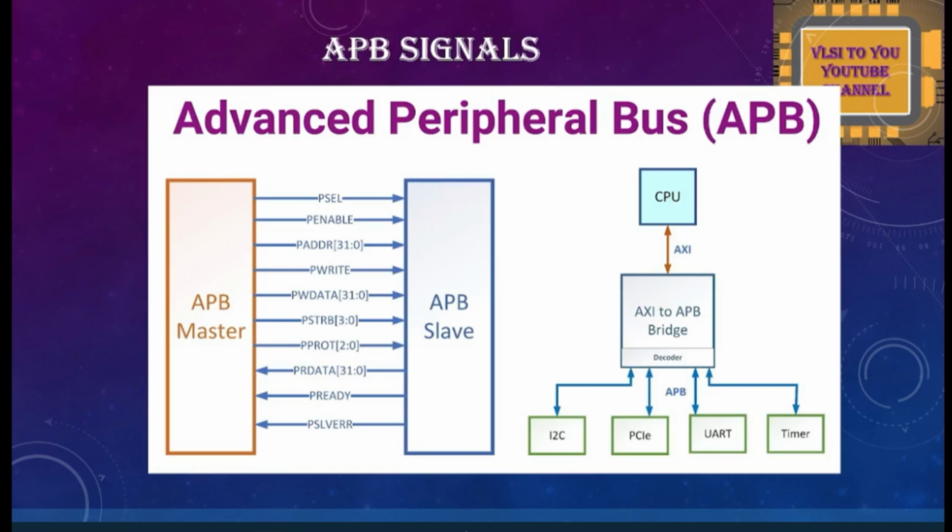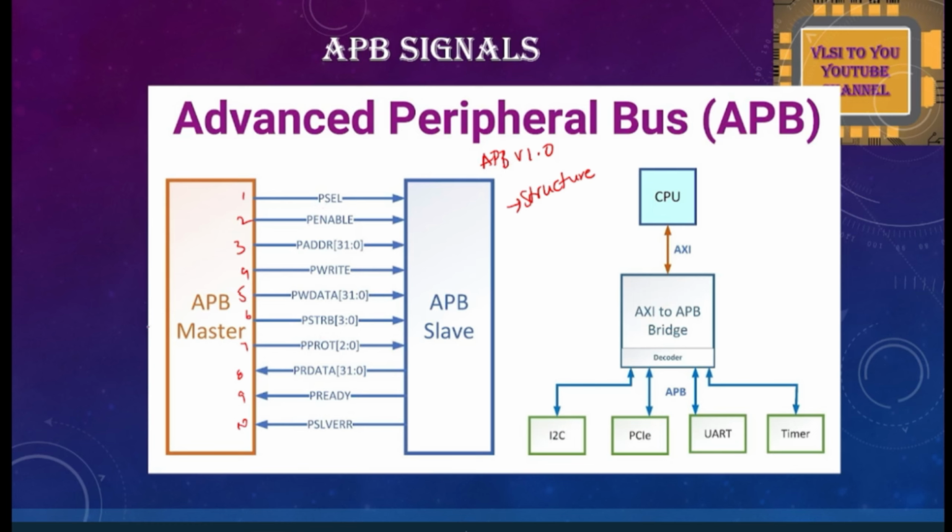Now coming to the APB signals. These are the signals that we will see in the APB. If you see here, how many signals? 1, 2, 3, 4, 5, 6, 7, 8, 9, 10. A total of 10 signals. So this is the APB version 1.0 structure.